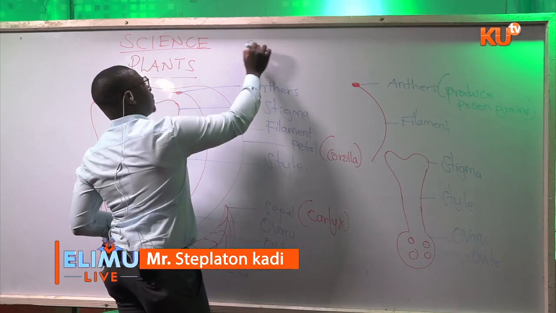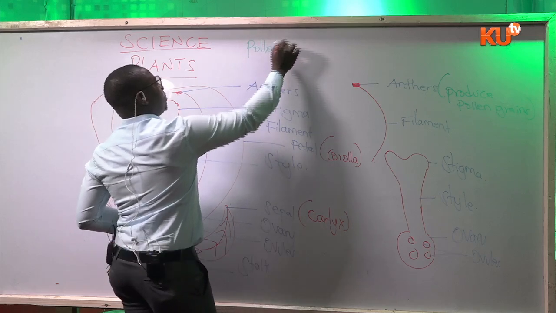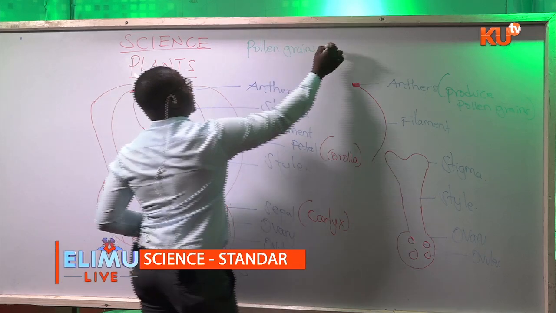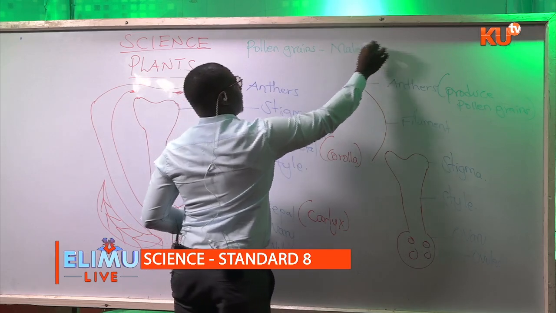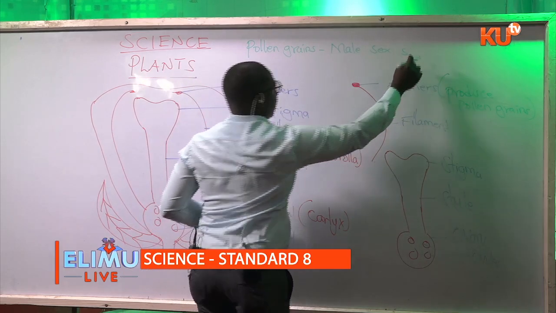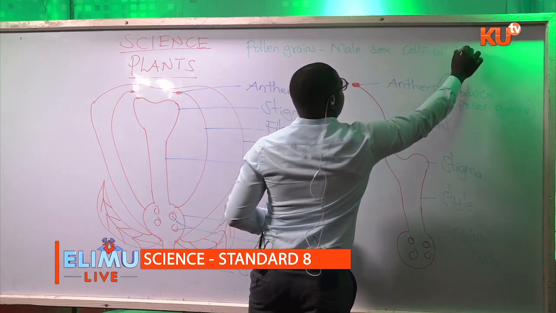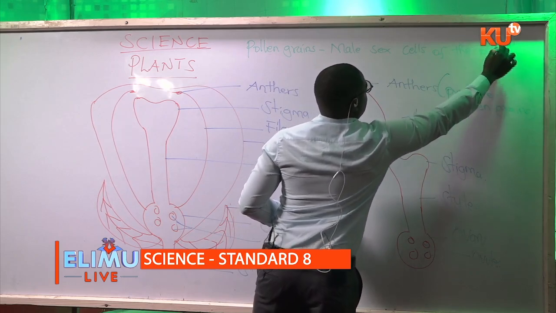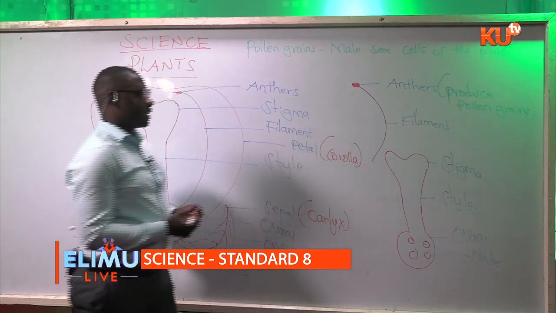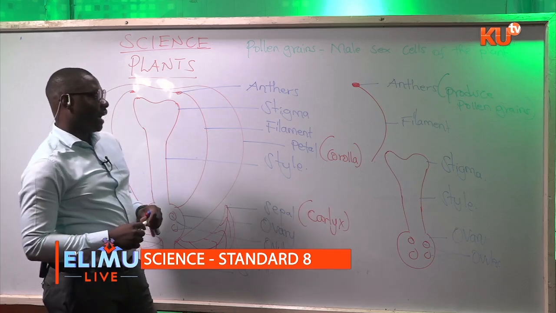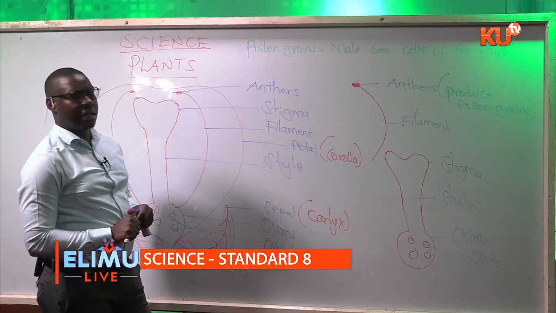And pollen grains, these are the male sex cells of the plant. So the pollen grains are the male sex cells of the plant, and they are produced by the anthers.